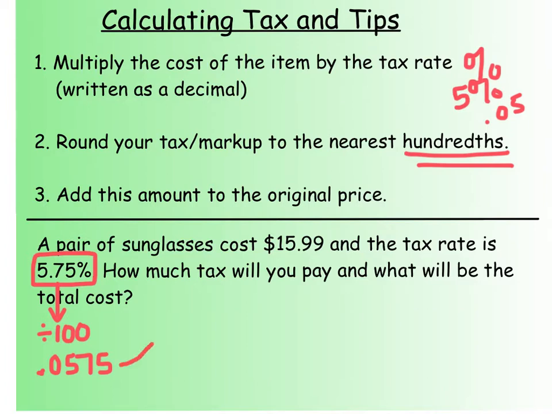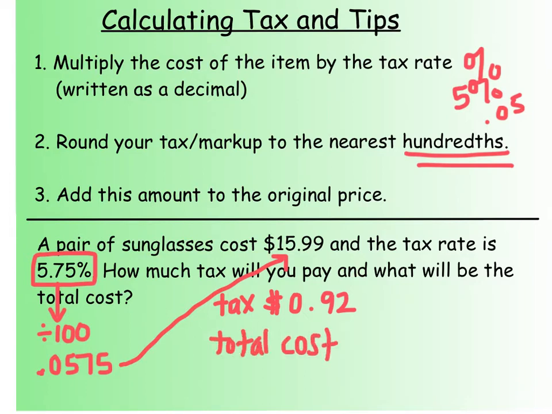So we're going to multiply $15.99 and 0.0575. Now when we get this, this is going to be the amount of tax on the item, and it needs to be rounded to the hundredths place. So in this case, we're going to get an amount of tax of 92 cents. That means that when you go buy the pair of sunglasses, you have to add in tax. So we're going to add 92 cents to our $15.99. That gives us a grand total of $16.91. That's how much you would actually pay.